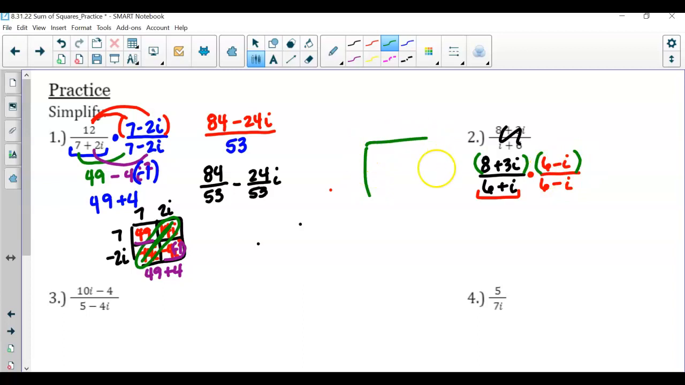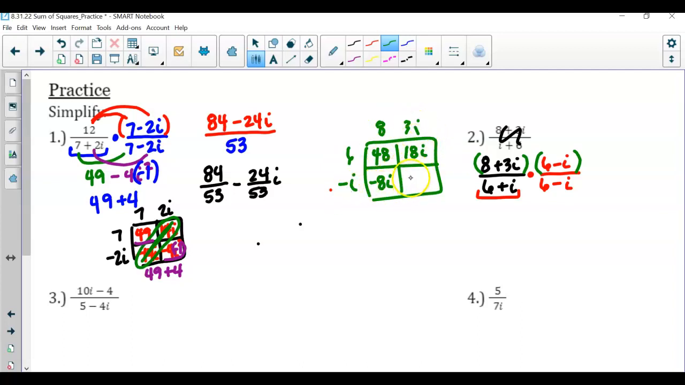So I'm going to set up our box here, our area model. So I have 8 and positive 3i and 6 and negative i. Now I've got 8 times 6, which is 48. Here, 6 times 3i, 18i. 8 times negative i, negative 8i.